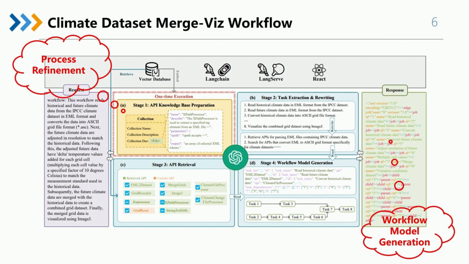Next, I will use a case study combined with a video demonstration to present the entire process of generating a workflow model using LLM-4 Workflow. We take the climate dataset mergeviz workflow as an example. This figure illustrates the entire process of generating a workflow model for climate data merging visualization. LLM-4 Workflow accepts the workflow description text in natural language format as a user request and undergoes four stages of detailed processing to finally output the workflow model in XML format as a response.